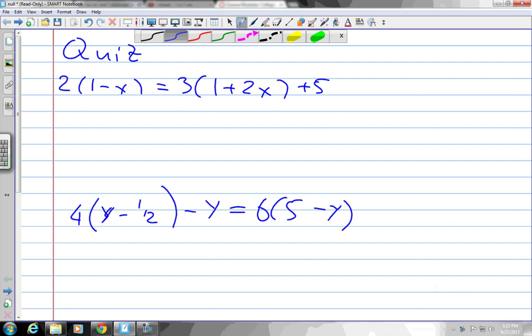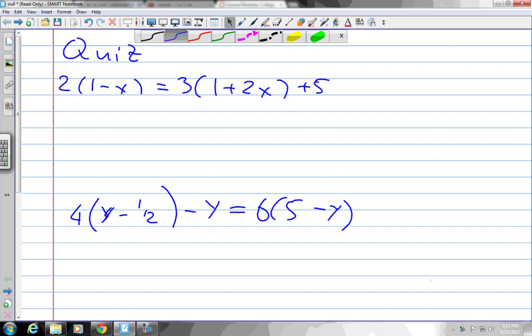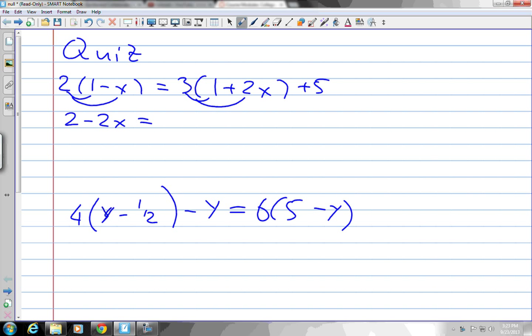Okay, well, how do we do the very first one? Then tell me, how would you go about solving the first one? Yeah, distribute the 2. Distribute the 2, so that's 2 minus 2x equals. Distribute the 3, so that's 3 plus 6x plus 5. Is that okay so far? What do we do next?